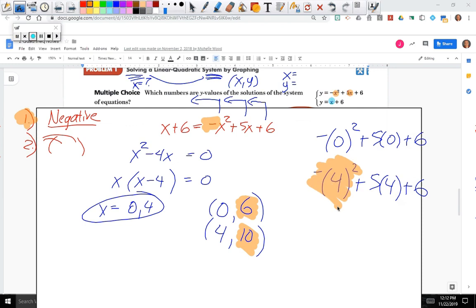What does that equal? Negative 16. Okay? What does this equal? Positive 16. Finally, what does this equal? Negative 16. Because PEMDAS says the exponent is done first, which would give us a 16, and then multiply by that negative to give me a negative 16.